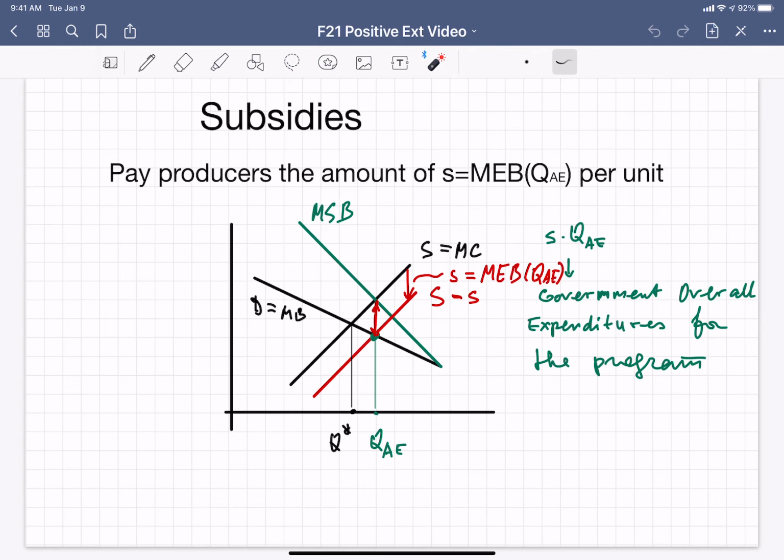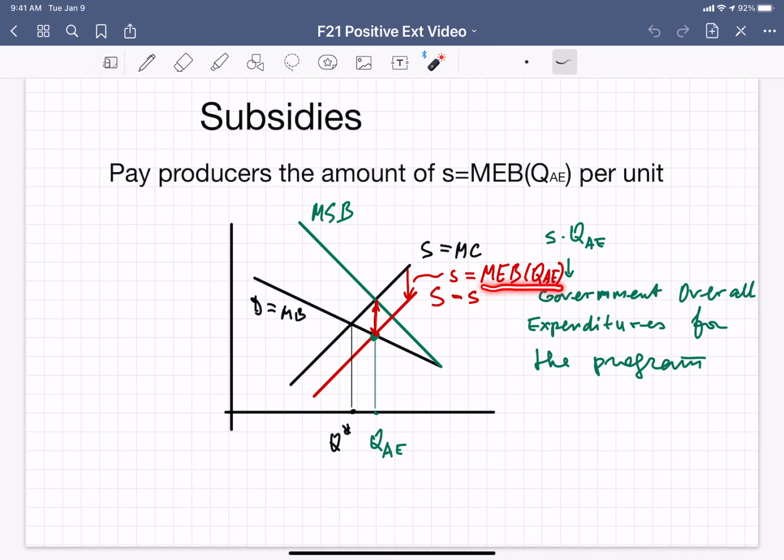To figure it out, you need to find the point of allocative efficiency, where MSB meets MC, then go down, and as you're hitting your original demand curve, the distance between these two points will give you the amount of subsidy that we need to give to producers, so that it encourages them to produce at the point of allocative efficiency. So this is the subsidy, which again is the distance between MSB and MB, which happens to be MEB at the point of allocative efficiency.